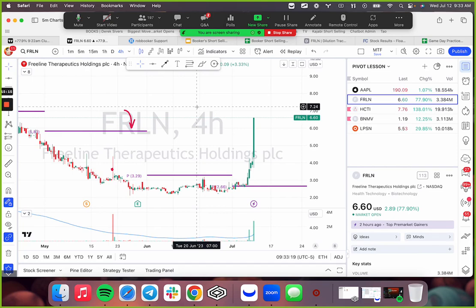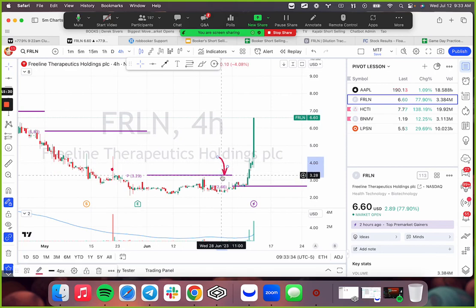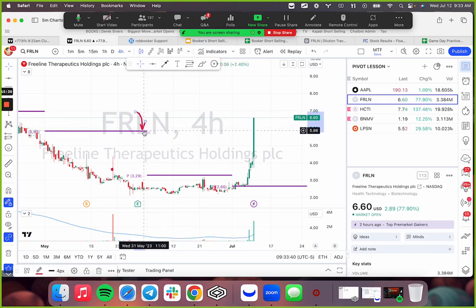Most pivots are hit during the month that they're created, so most pivots are touched by price. Sometimes, however, a pivot isn't touched by price in the month that it was created and it becomes a missed pivot. FRLN has 2 of those on the screen in front of us. It had a missed pivot down here from the month of June that got hit this morning or yesterday or whatever, and then it had a missed pivot from the month of May, which got hit today.